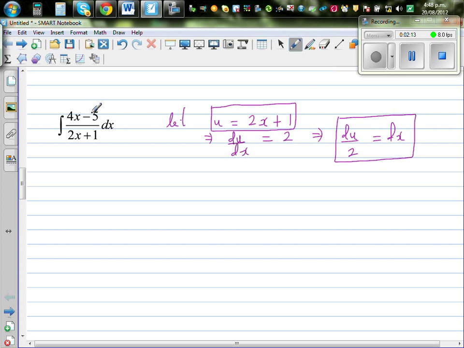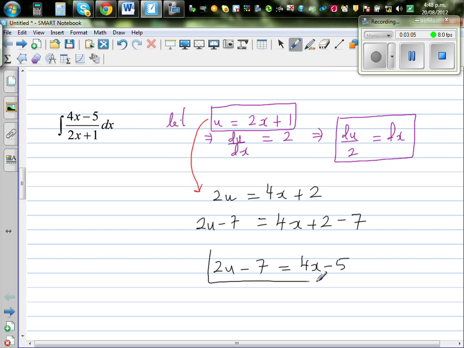Now I need to figure out how I can express 4x minus 5 in terms of u. I'm going to multiply 2 to both sides. So 2u is equal to 4x plus 2. I'm just doubling both sides. I hope you can see why I'm multiplying both sides by 2: I want to get 4x. I want to get negative 5. To get negative 5, I have to take away 7. If you take away 7 from this side, you have to take away 7 from the other side. So 2u minus 7 is 4x minus 5. So these are the three substitutions that we are going to do.